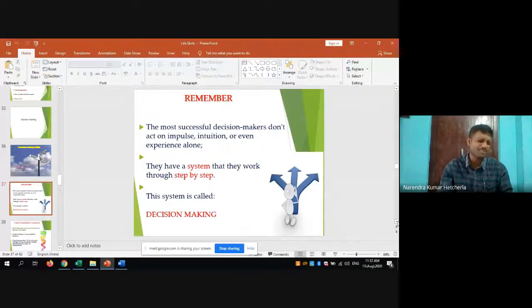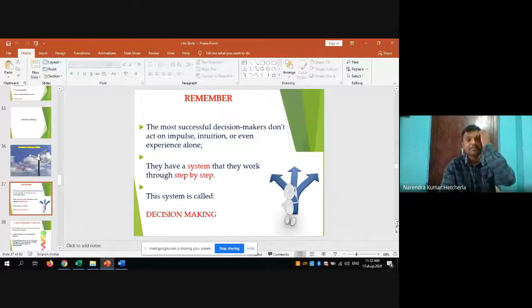Okay, let it be whatever decision I may take. Okay, let us see. Right? If it is okay, it's okay. If I fail, okay. Don't make such an attempt. So listen to this very keenly. So the most successful decision makers don't act on impulse. Secondly, they don't act on their intuition. Intuition in the sense, I feel so. I feel that I'm going to succeed. Don't act upon your intuition alone, but it is okay to rely upon your intuition.